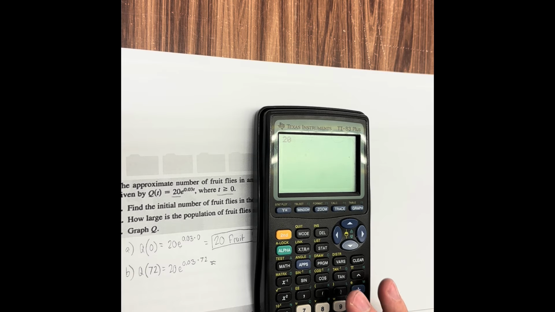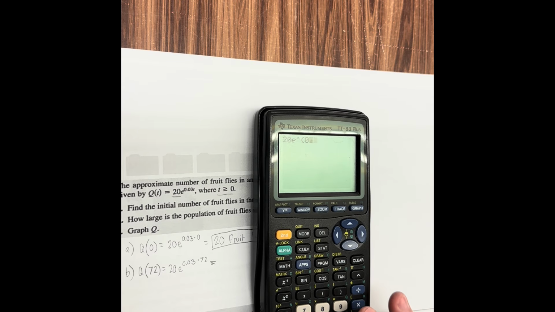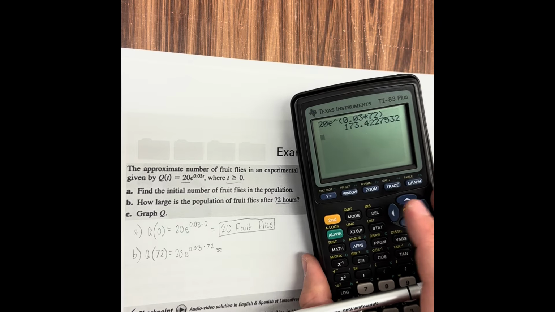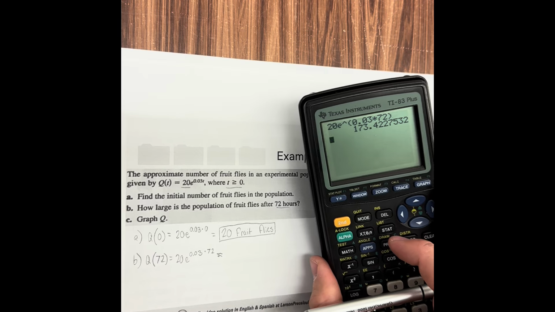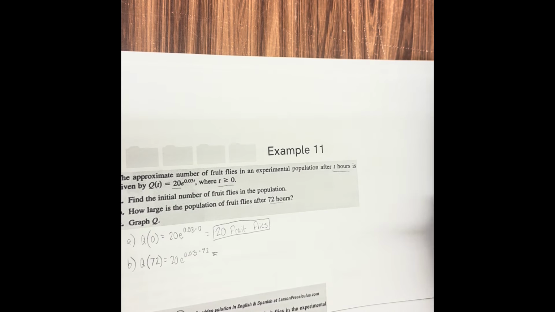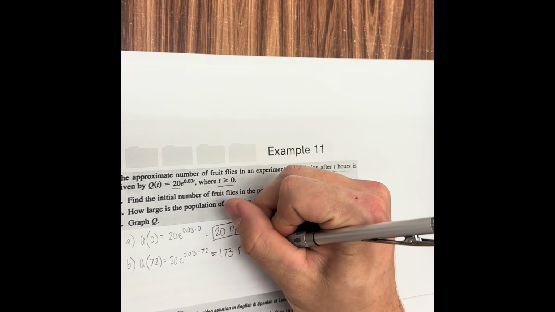We're going to type this in. When we type this in, we have to be careful that our power is in parentheses. So 0.03 times 72 is in parentheses. We get 173.4. If we round to the nearest fruit fly, it's fine if you round up, but I would probably round down in this example, just because you can't have 0.4 of a fruit fly. So 173 fruit flies.